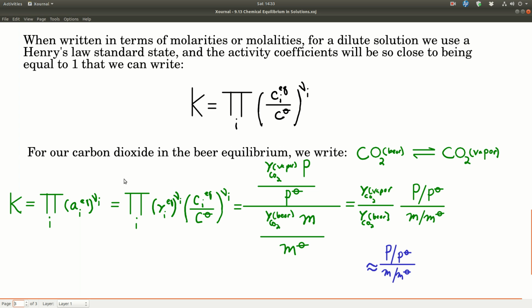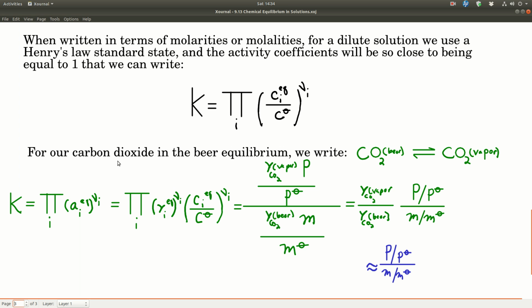And for a dilute solution, we're going to apply Henry's law standard state. For a dilute solution, the coefficients will be so close to being equal to 1 that we can just set them equal to 1. And so now that whole activity coefficient term becomes just 1, and we get this, which is really what you guys are used to seeing in terms of equilibrium constants.